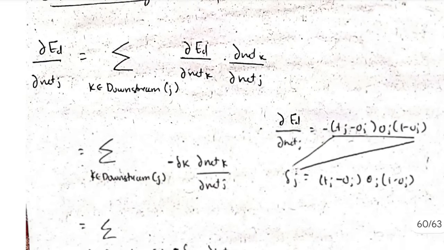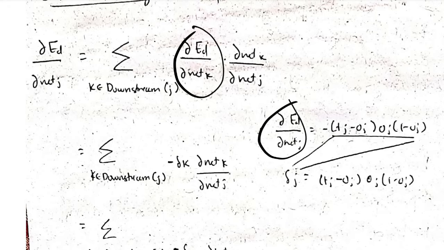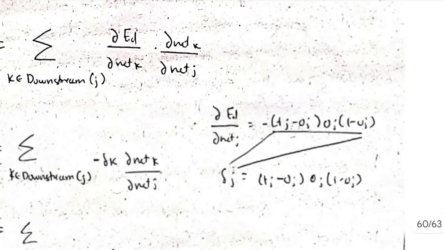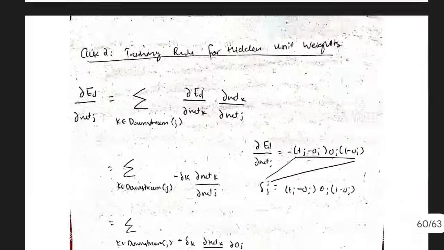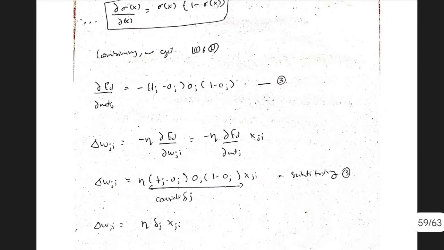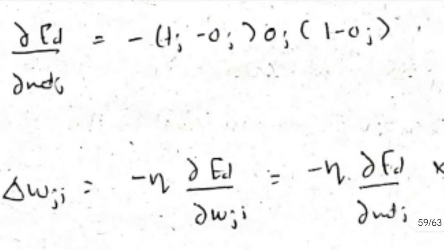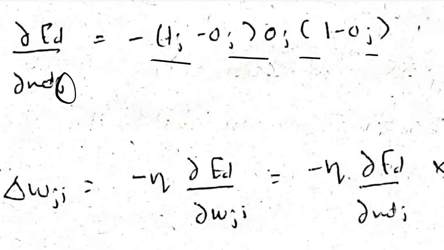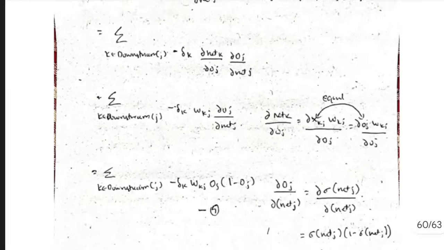So this value I can substitute as minus delta k. How is that happening? If I expand this value, what I get is this one. This one is written in this way, ∂E/∂net_j, from the previous one I'm taking ∂E/∂net_j. The way I'm writing it here, in the same way I'll be writing it for k also. The only difference is the letter. If it is j, I write all j's. If it is k, obviously I'll be writing all k's here, right?